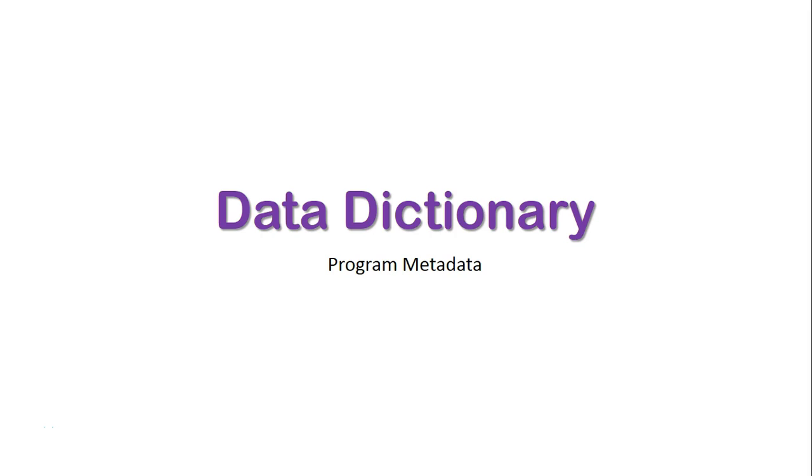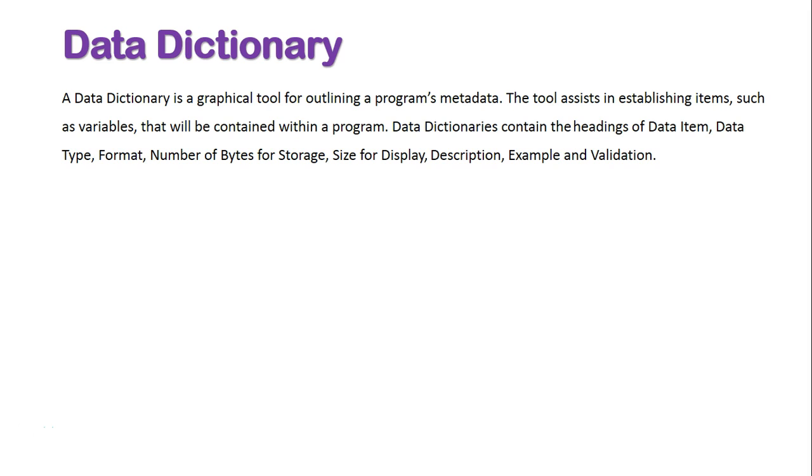We're now going to look at the use of a data dictionary for planning program metadata. Now, a data dictionary is a graphical tool for outlining a program's metadata. The tool assists in establishing items, such as variables, that will be contained within a program. Data dictionaries contain the headings of data item, data type, format, number of bytes for storage, size for display, description, example, and validation.